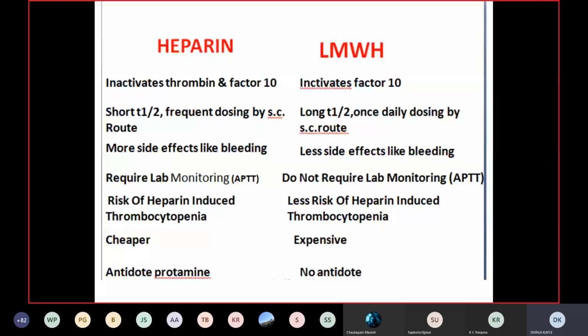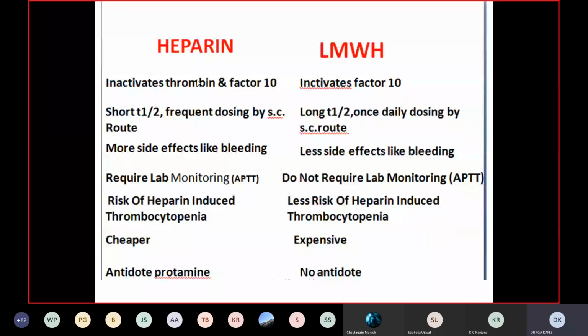So these are some differences between heparin and low molecular weight heparin. Most of the things we have already discussed. Heparin inactivates thrombin and factor 10 because it is a long molecule that covers the factor as well as antithrombin 3, so it inhibits both thrombin and factor 10. But low molecular weight heparin inactivates factor 10 only, not factor 2, because factor 2 requires the full coverage of factor as well as antithrombin 3.